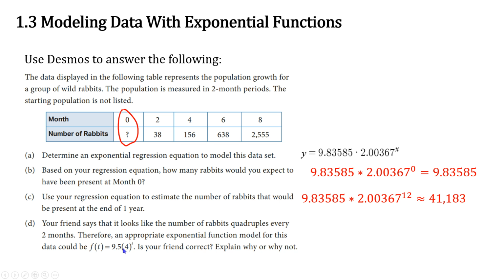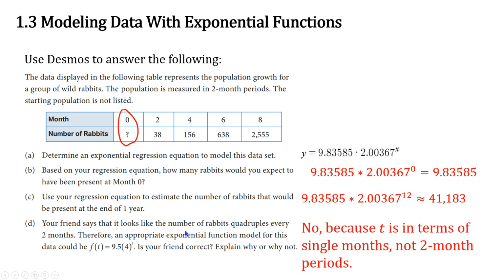No, they're not right, because it quadruples every 2 months, so t would need to be in units of 2 months. You could make this t over 2, but basically t is in terms of single months, not 2 month periods. So this is showing that it's quadrupling every month, when this is showing it's quadrupling every 2 months. So yeah, that's the bad part. Okay.